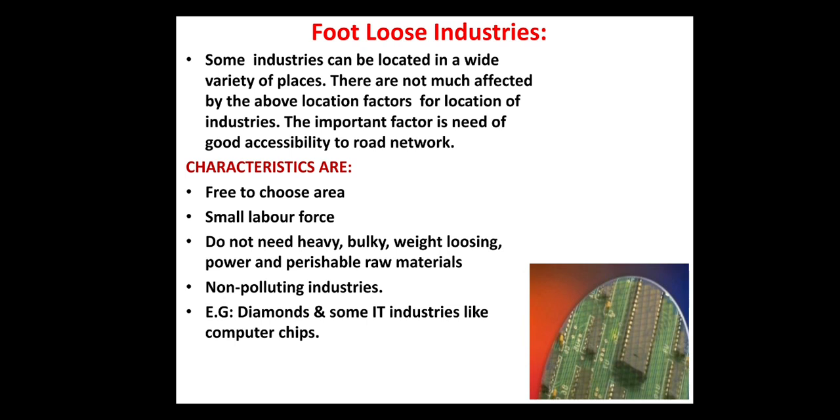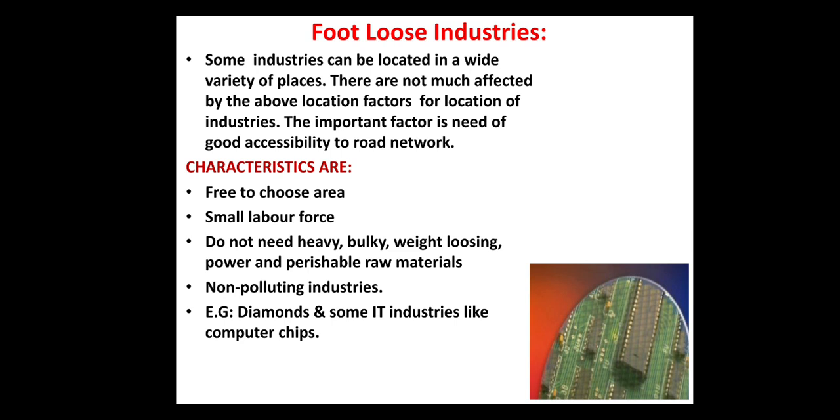For example, for the location of industry, the important factor they need, for a footloose industry, is this. These are the types of industries that can locate in a wide variety of places. They are not much affected by the above discussed factors. The most important factor they need is what? They need a good link with transport or a road network. Why can these industries locate in a wide variety of places? Because they have favorable factors. They are free to choose; these are the characteristics of footloose industries. They are free to choose any area.